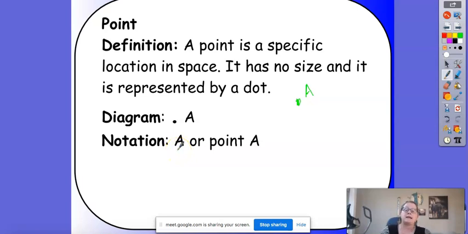Notice it has to be a capital letter. You cannot use a lowercase letter or I will have no idea what you're talking about. If you use one capital letter, I know that you're talking about a point. If you want to write it out, you could say point A. But in geometry we have to be very precise and very exact, especially with our notation. I don't want to have to write out point A, and some of these are really long. I want to be able to use just a capital letter, and when you use a capital letter, I know you're talking about a point, which is a specific location in space.